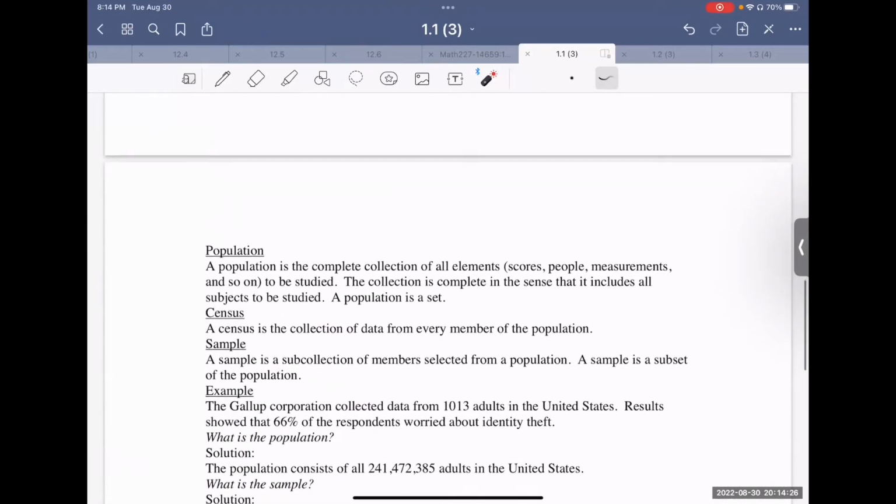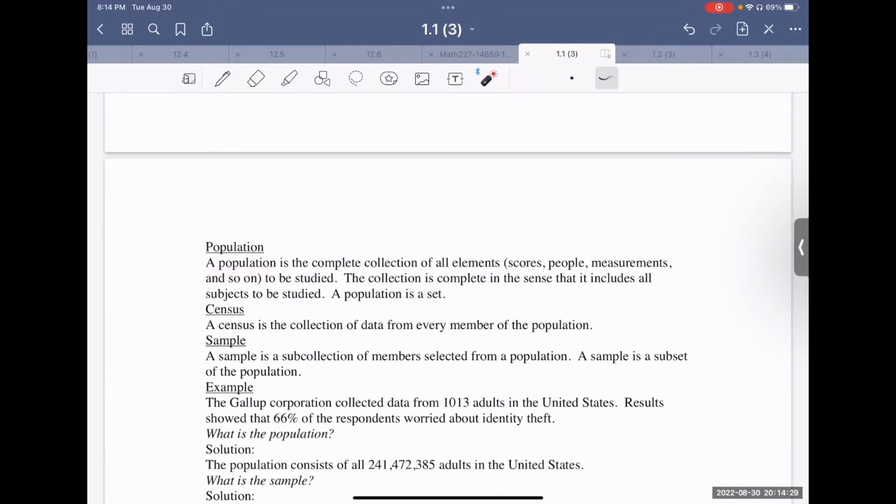So first, a population. What is a population? Well, a population is a set. It is a complete collection of all objects that you are studying. The collection is complete in the sense that it includes all the subjects to be studied, such as people, measurements. A census is the collection of data from every member of your population.